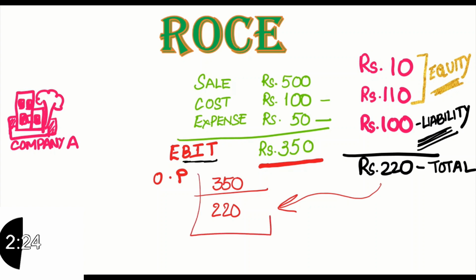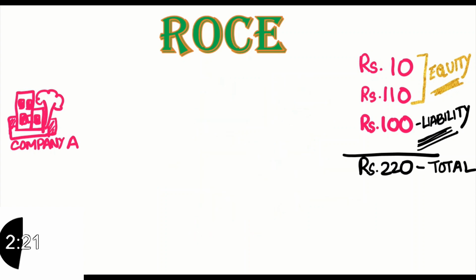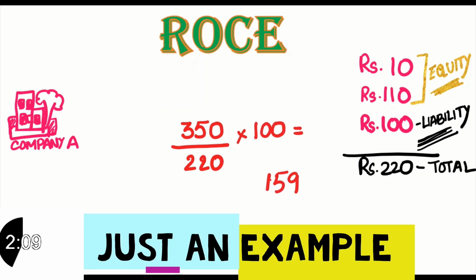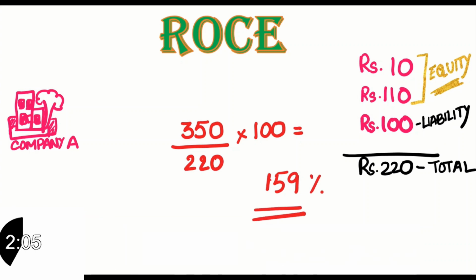Let's clear this workspace and look at what we got. For 220 rupees of investment, the company generated 350 rupees. As a percentage, it is 159%. This is the return on capital employed, or ROCE.